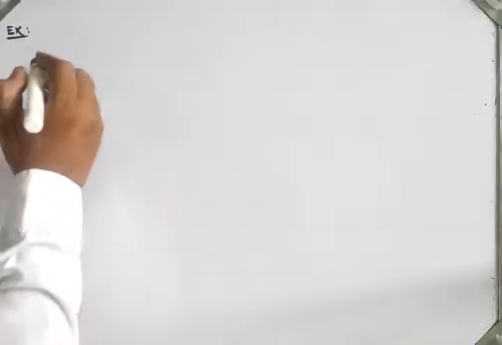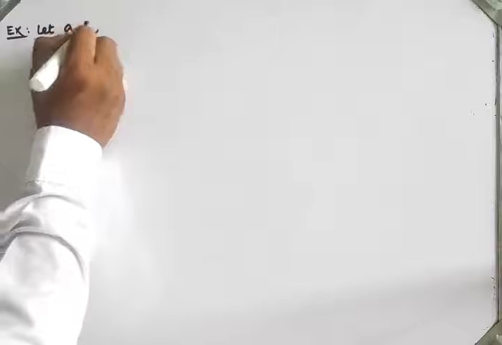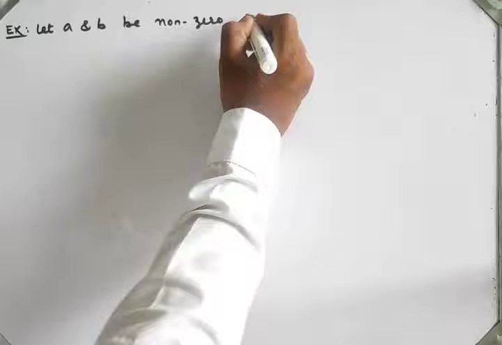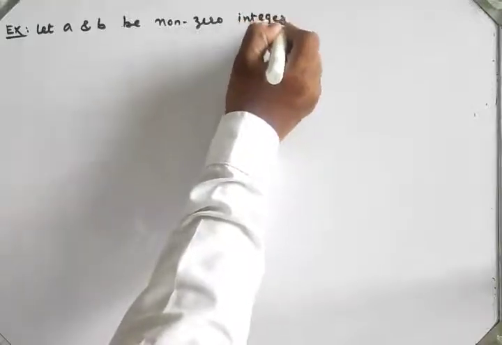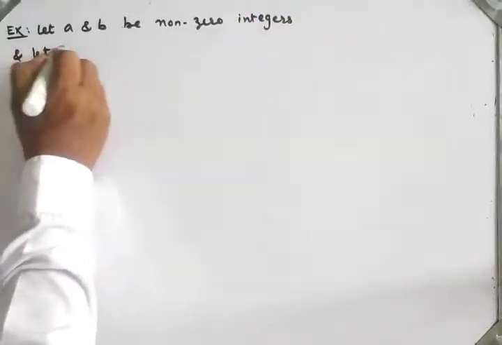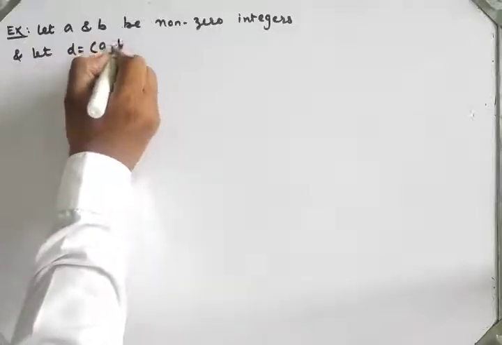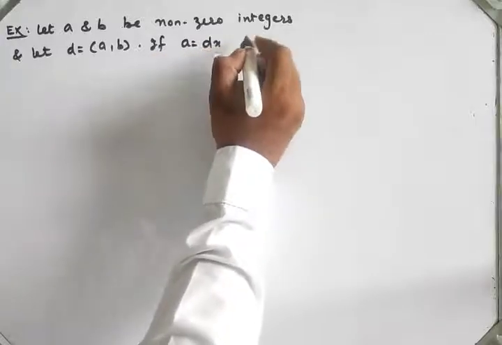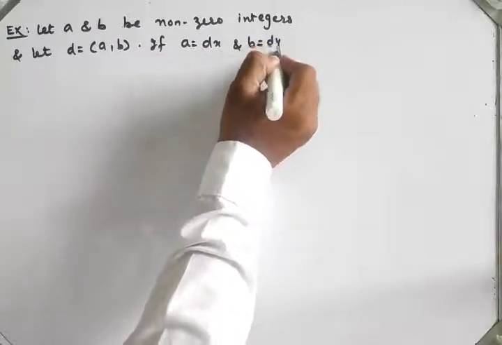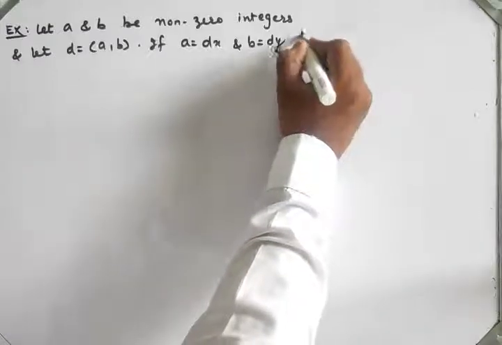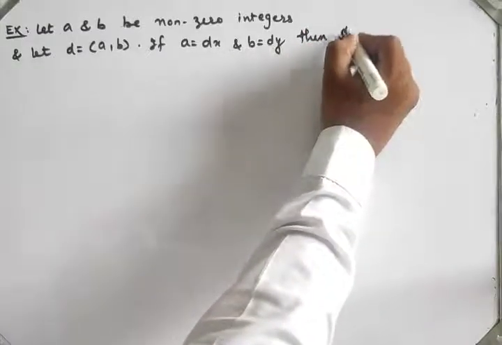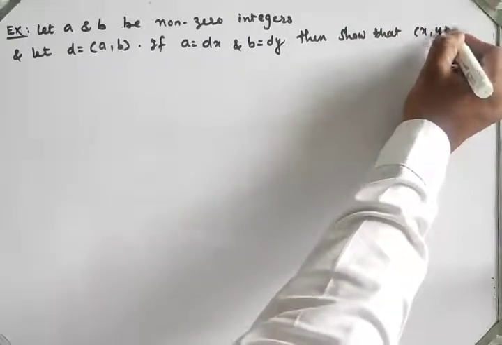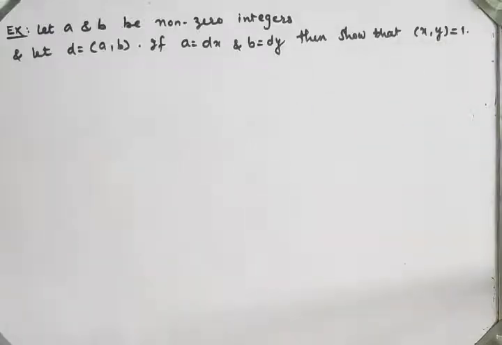Let's see another example. Let a and b be non-zero integers, and let d be the GCD of a and b. If a is equal to dx and b is equal to dy, then show that GCD of x and y is equal to 1.